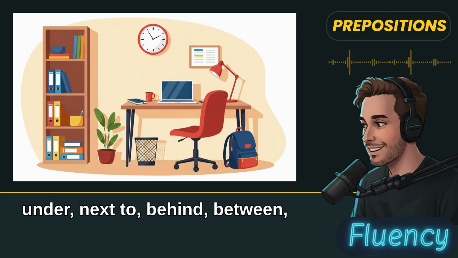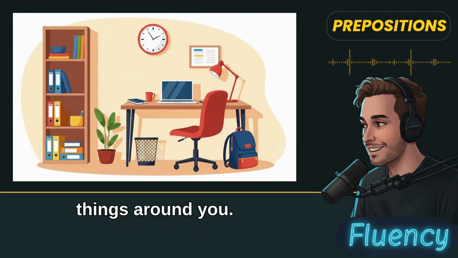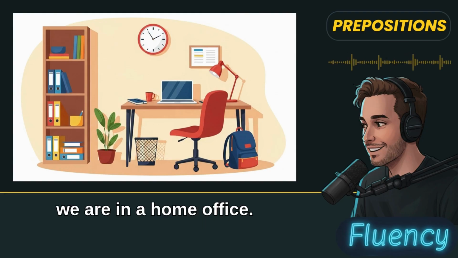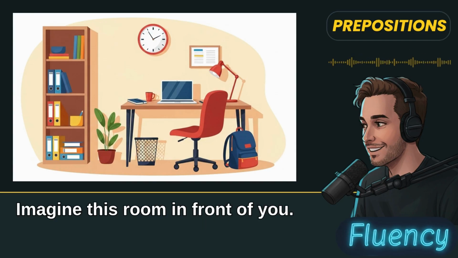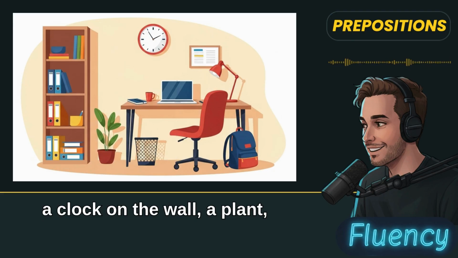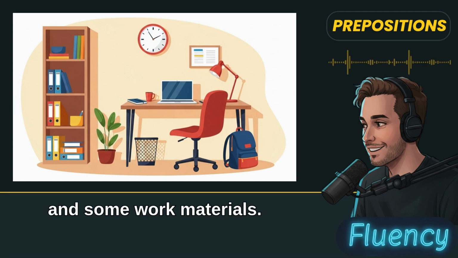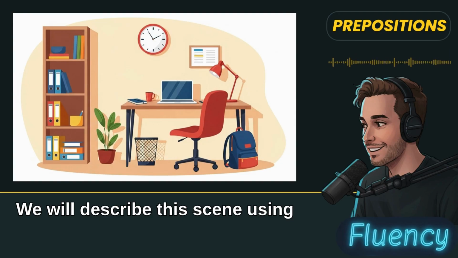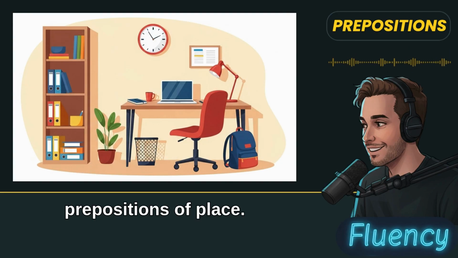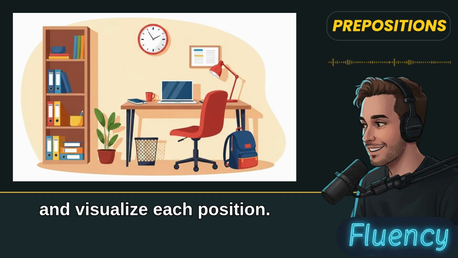Words like on, under, next to, behind, between, in front of, above help you describe the location of things around you. In this first scene, we are in a home office. Imagine this room in front of you. There is a desk, a chair, a bookshelf, a clock on the wall, a plant, a backpack, and some work materials. We will describe this scene using prepositions of place. Listen carefully, repeat after me, and visualize each position.